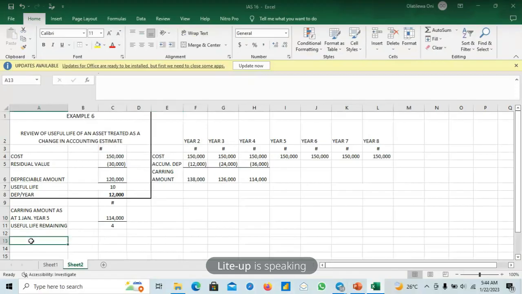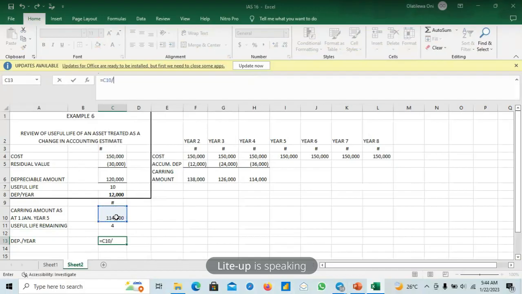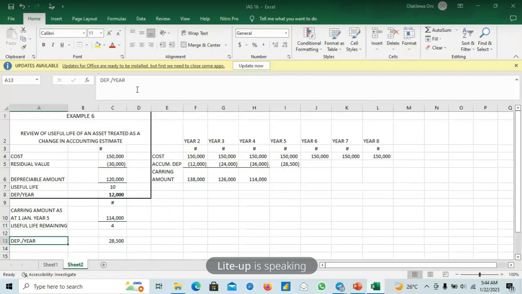Therefore, depreciation per year henceforth will now be based on that. That is 114 divided by 4. It's going to be depreciation charges henceforth. So what I'm putting here is the amount of depreciation charged from year 5 henceforth. So it's going to be 28,000. No residual value. That is going to be consistent.